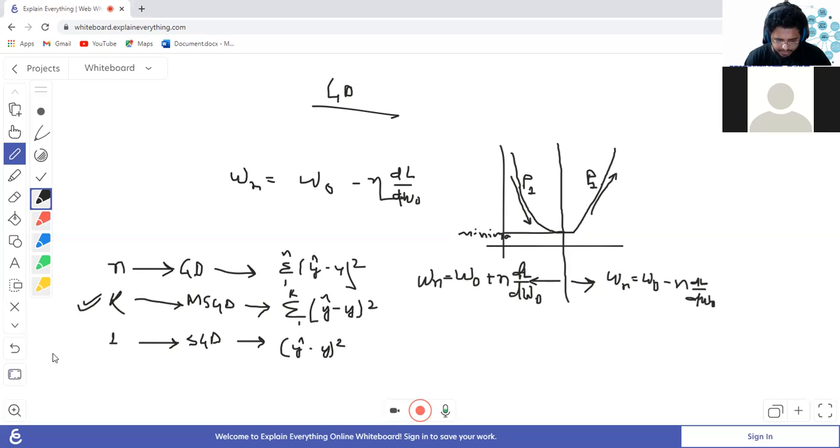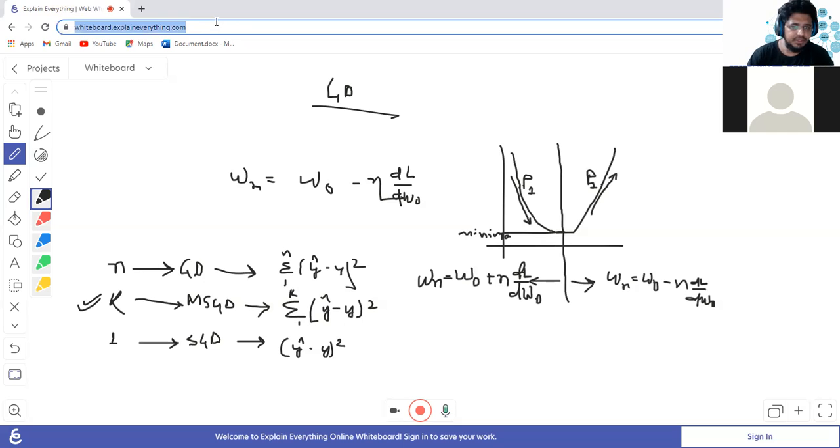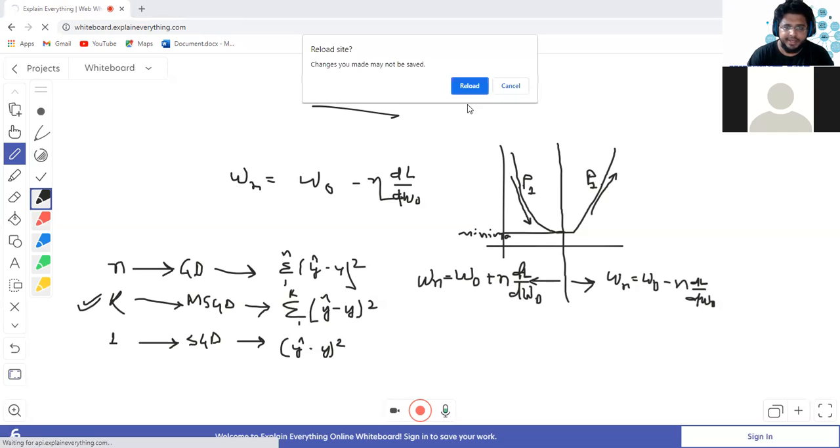Although this is very commonly used, it doesn't mean that it does not have any problem. There are some problems with it, and we'll see about that. So what are the problems with mini-batch stochastic gradient descent?